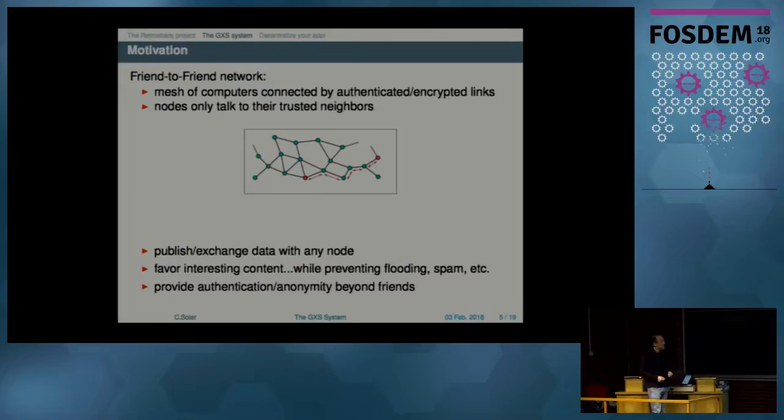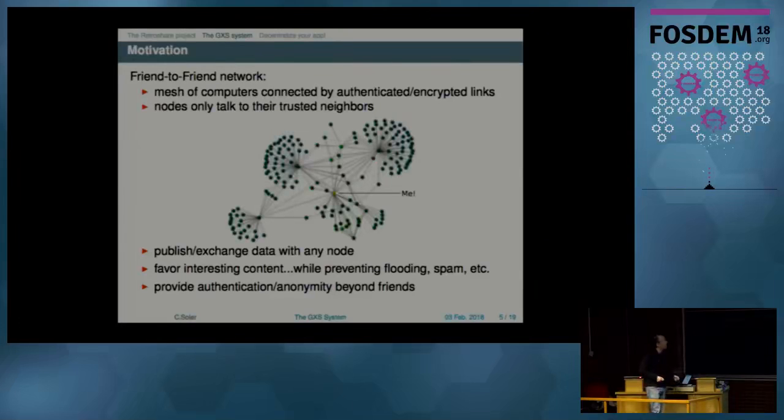And finally, the network does not look like this nice graph. It looks more like something like this. That's a snapshot of what I can see from my own node. And as you can see, some people have a lot of friends, some don't. And also these connections might not be working at the time of exchanging data. So we need to be robust to all these problems.